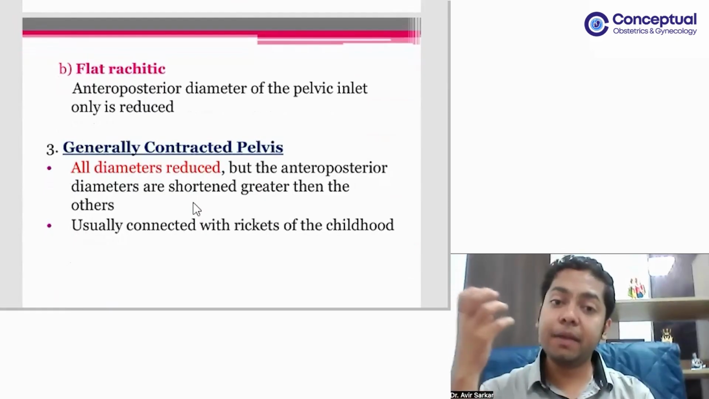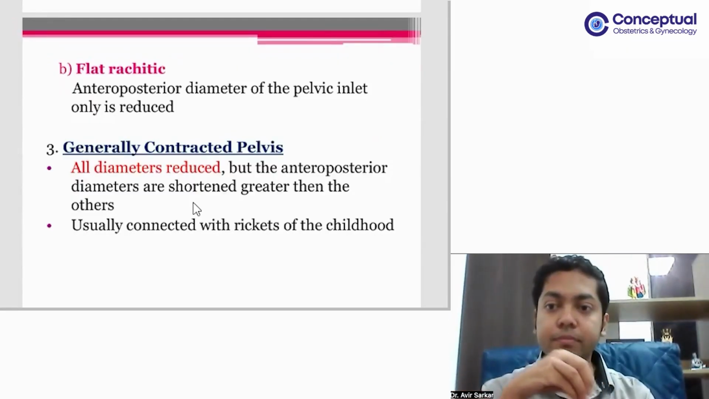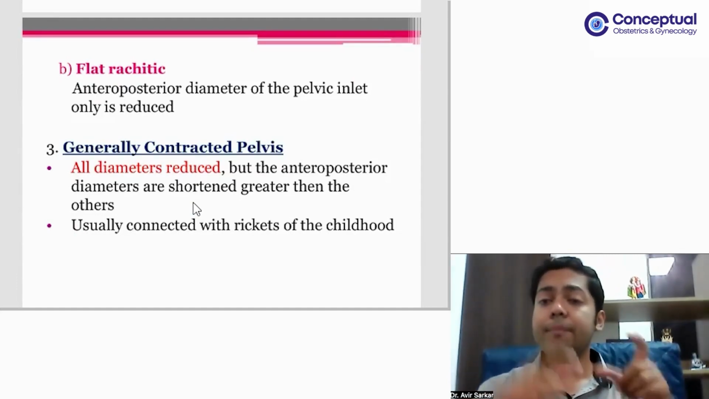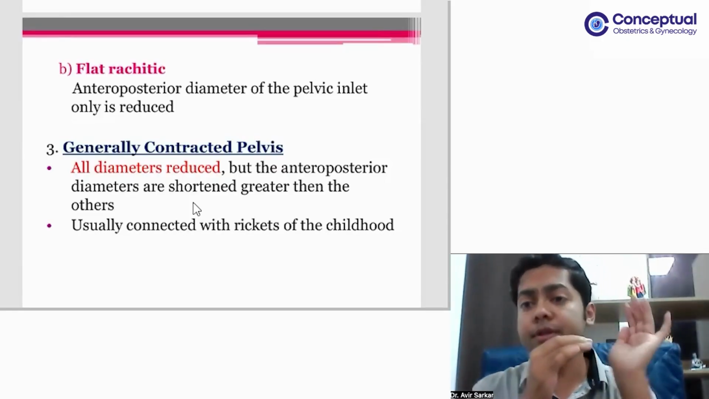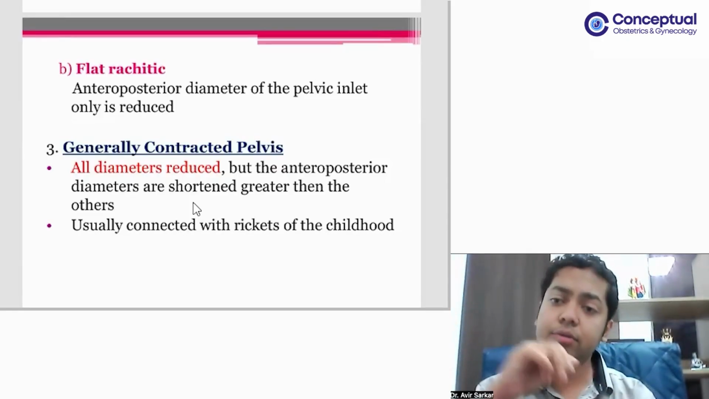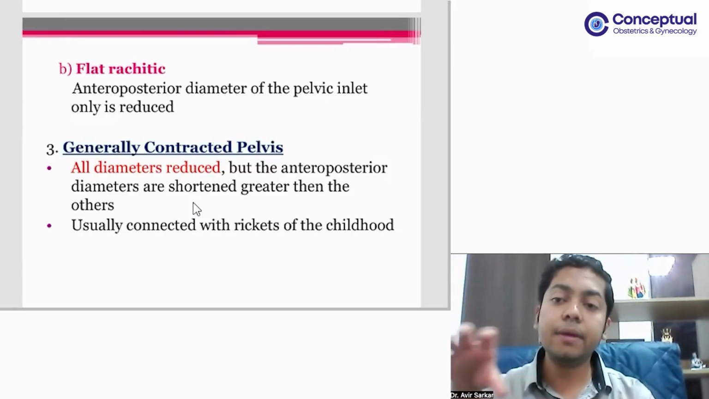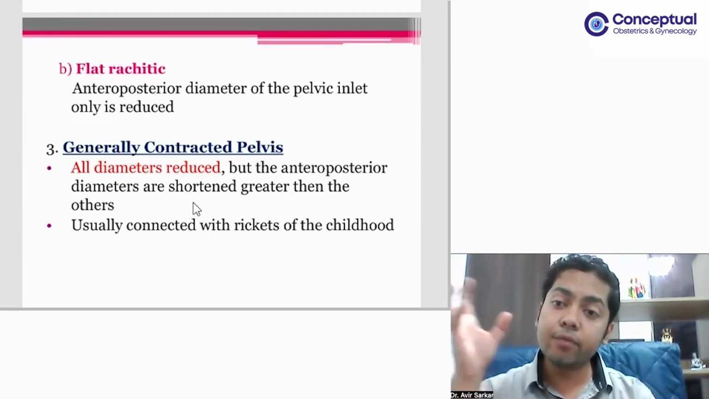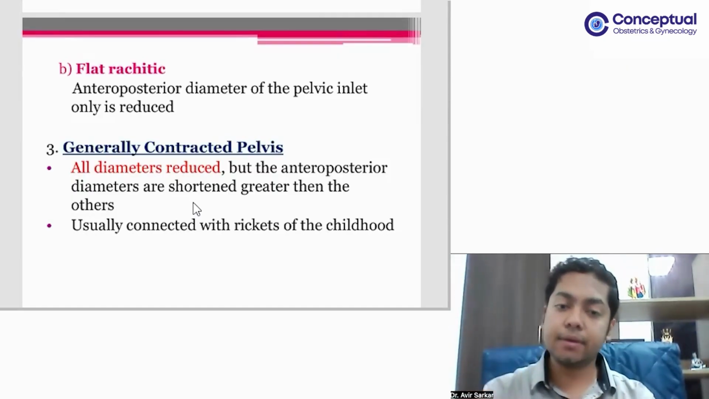A flat rachitic pelvis is when the anteroposterior diameter of the pelvic inlet only is reduced. It means the true conjugate, obstetric conjugate and diagonal conjugate are reduced. So there is difficulty in engagement. But once the engagement has occurred, there will be good progress of labor. This is basically due to rickets. Rickets generally affects the side walls and the ala of the sacrum. All those things are affected. Okay, so the anteroposterior diameter is reduced.